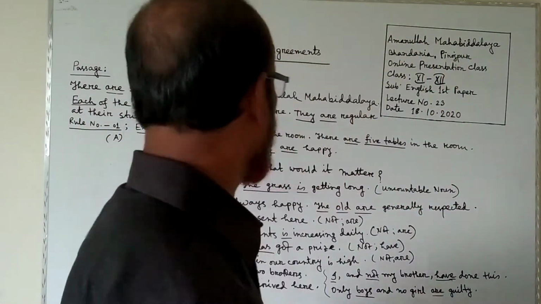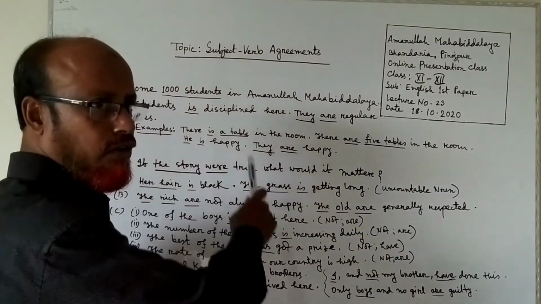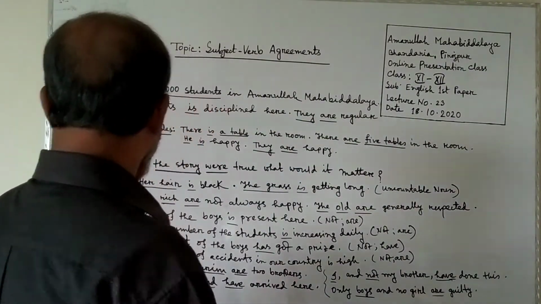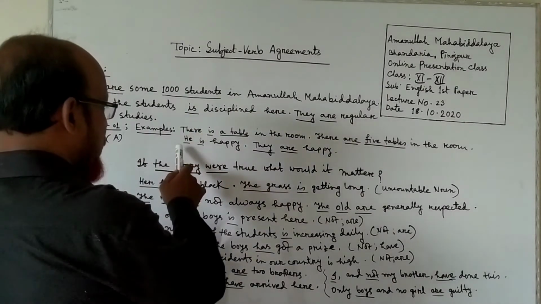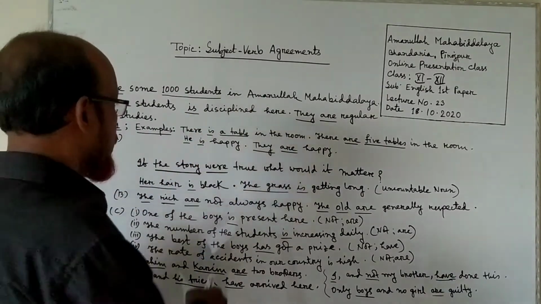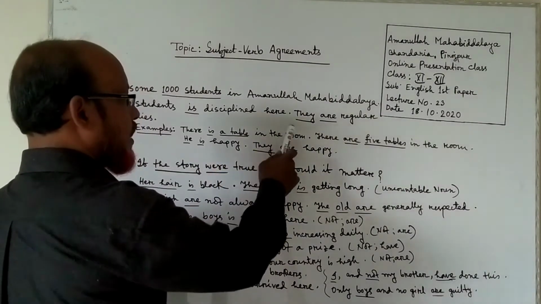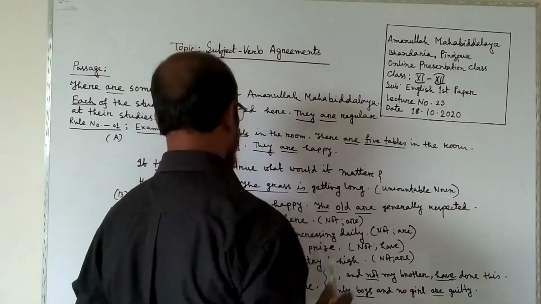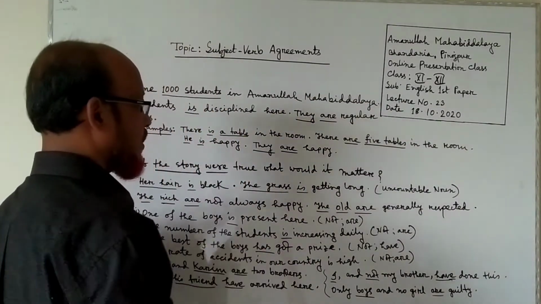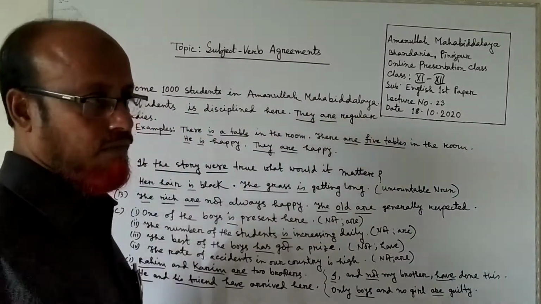Here are some examples that I have already written on your whiteboard for rule number 1. There is a table in the room. There are 5 tables in the room. He is happy. They are happy.